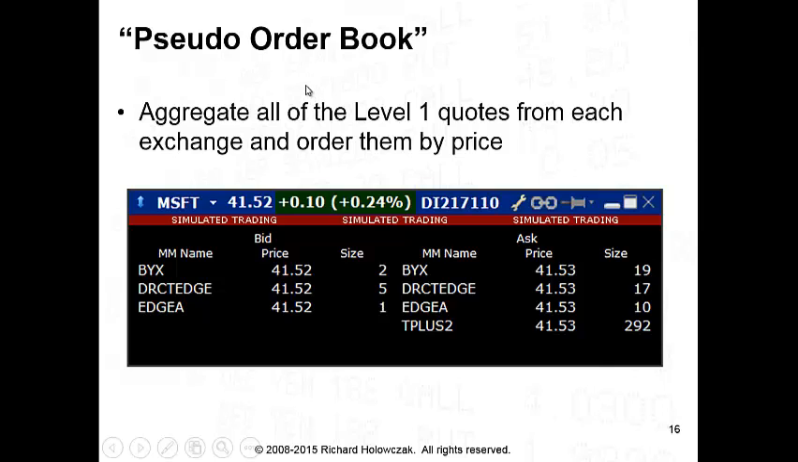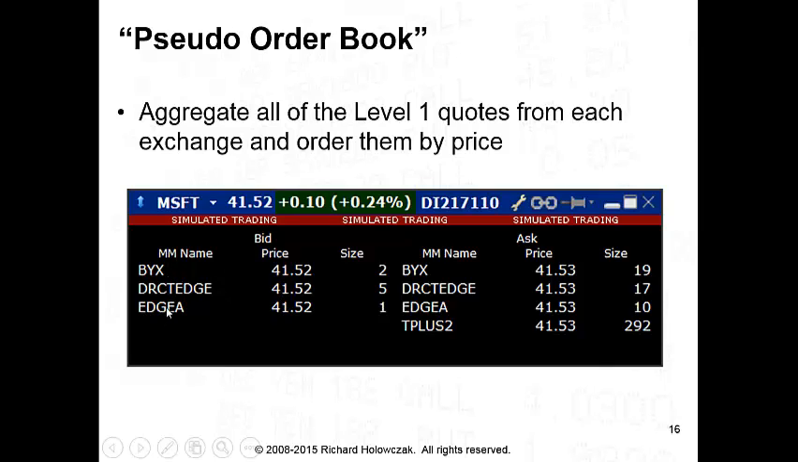Another way to organize data into a kind of an order book, and I call this a pseudo order book, is if we look at all of the level 1 quotes from each exchange and we order them by price. So this isn't technically really an order book, but some market data vendors will actually show it this way. And essentially what they'll do is they'll line up the top of the book bid quotes from each exchange, the top of the book ask quotes for each exchange, and they'll maintain a price time priority just with those quotes.